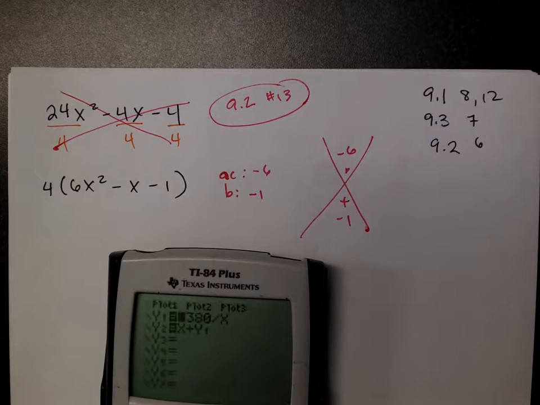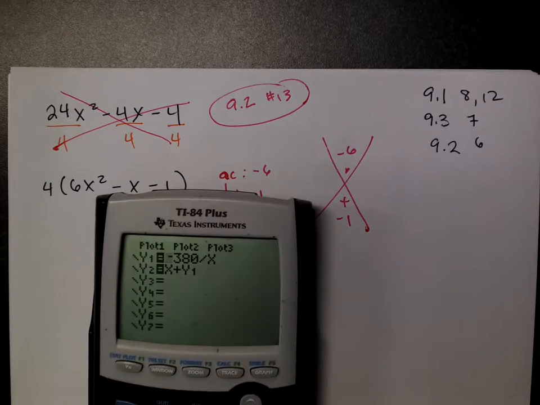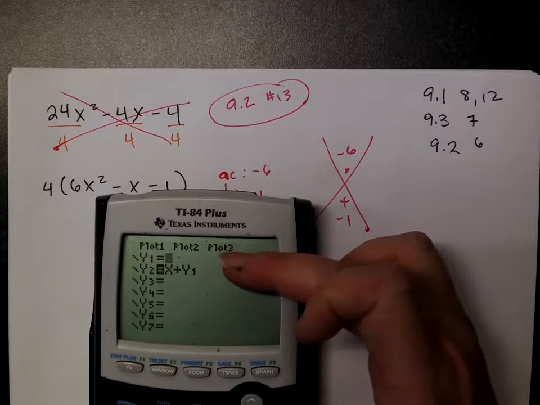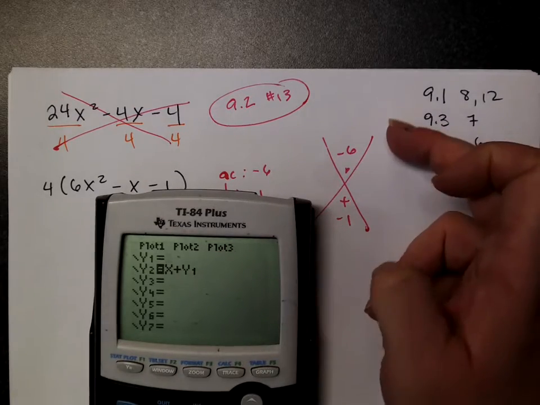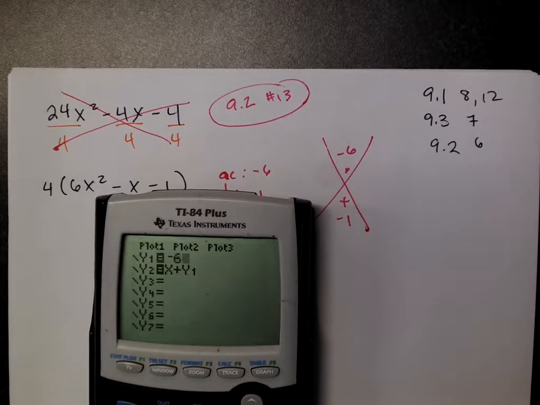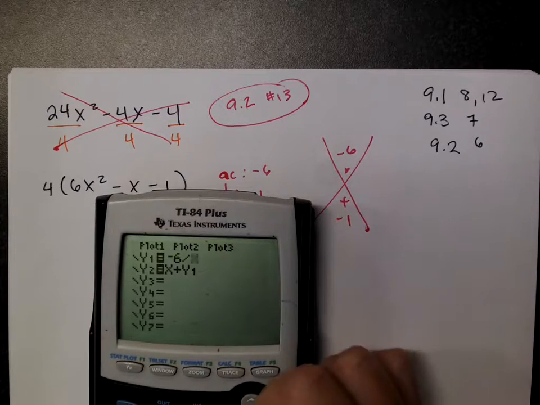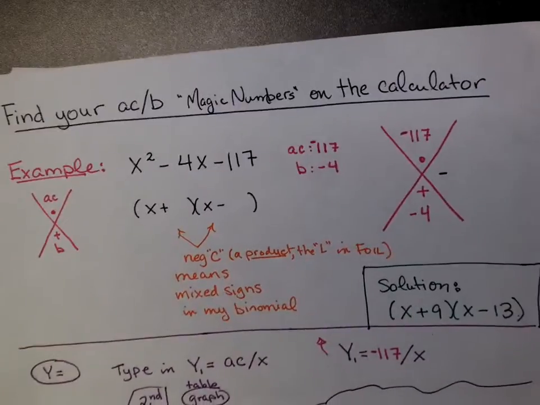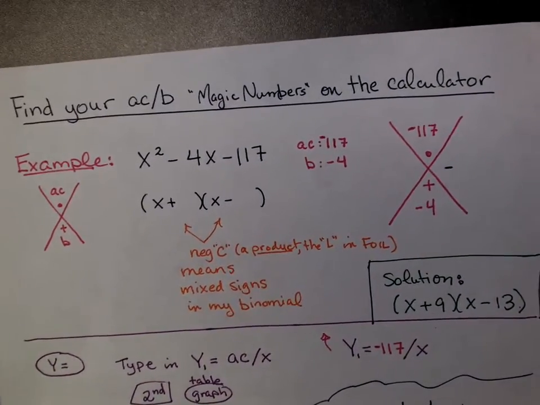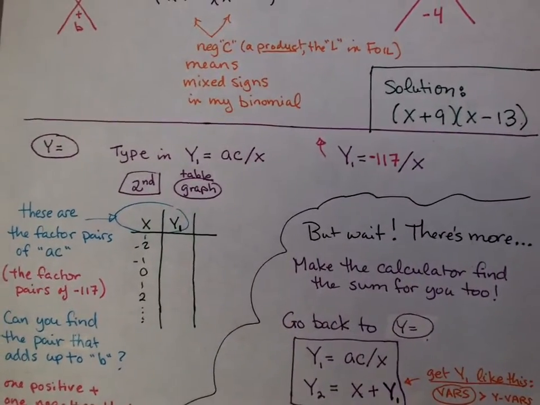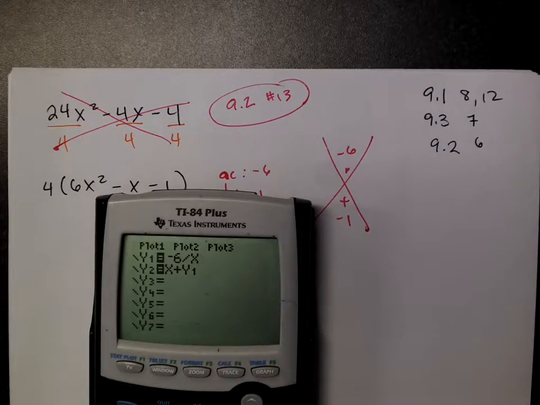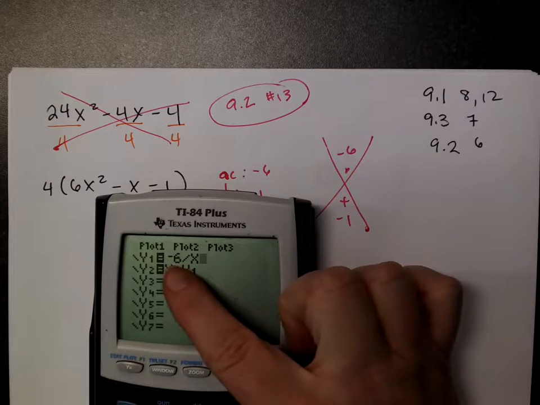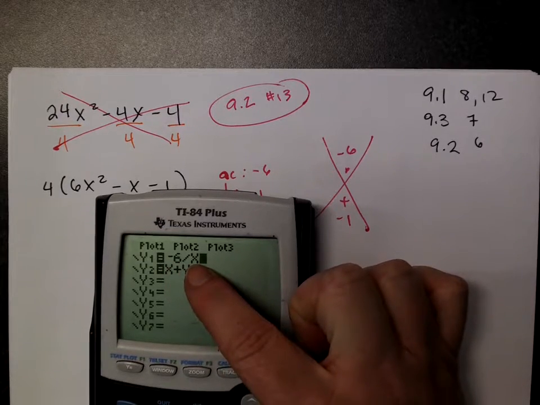So we'll go to y equals. Now, in your first one, you want to find factor pairs of your AC. So you put in your AC, which is negative 6, and you divide it by x. And also, I just want to point out and recall that I did post this handout in Unit 2, which is a breakdown of the calculator skills as well. Okay, so these are the first 2 columns. The first 2 columns are x and y1.